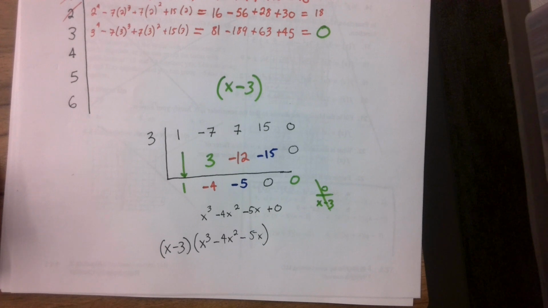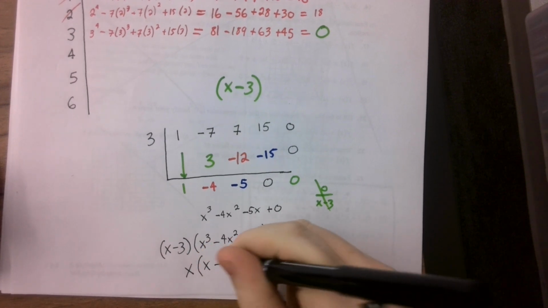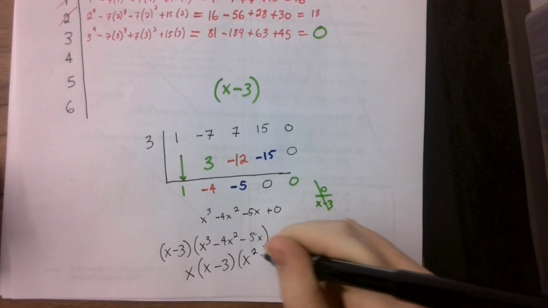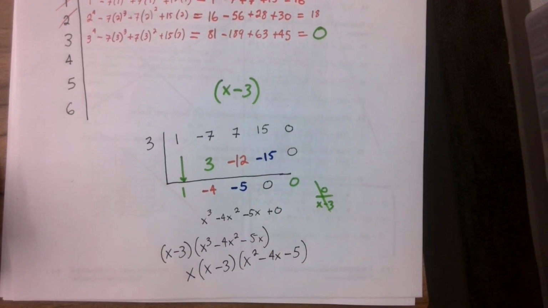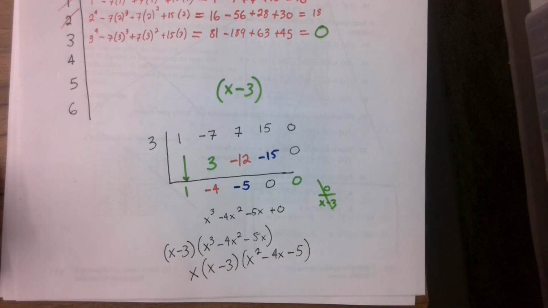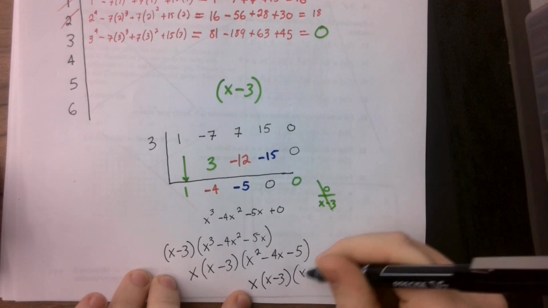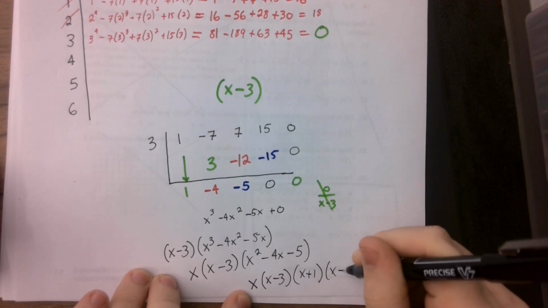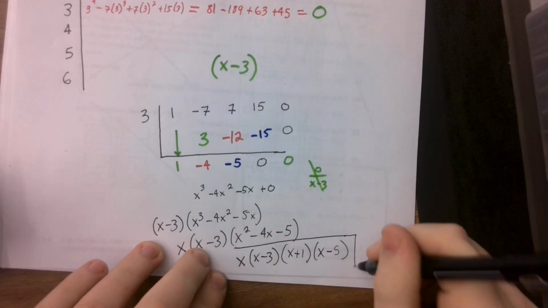We might see something we can factor out here. We see that we can factor out an x from all these terms, so let's rewrite it once again as x times x minus 3 times x squared minus 4x minus 5. And can this be factored? If you're paying attention to one of the problems on the first page, you know that this is actually one of the problems we already factored. We factored this as x plus 1 times x minus 5. This is totally factored now.